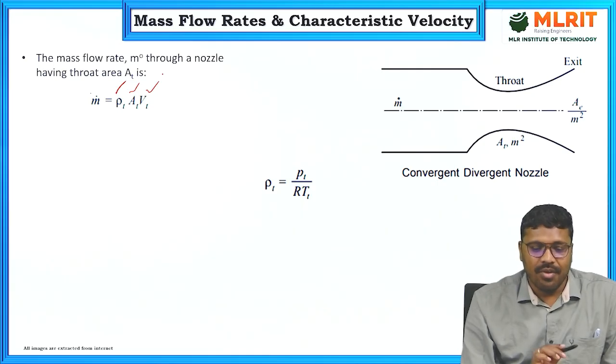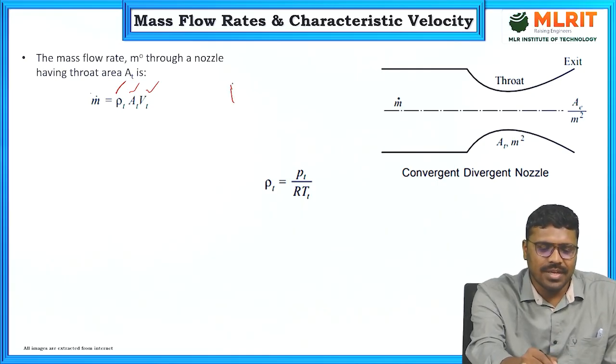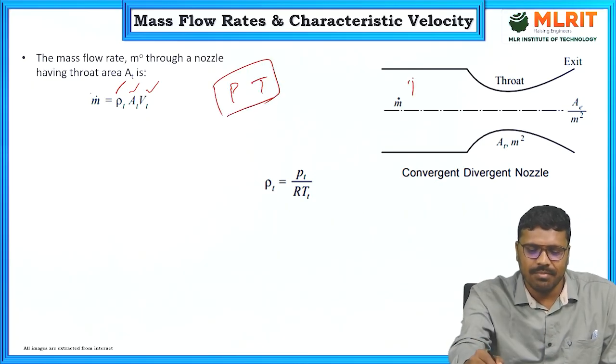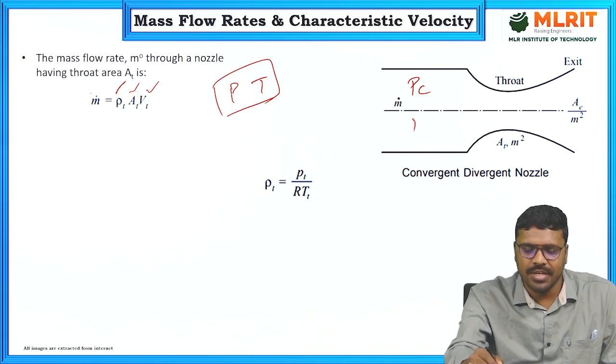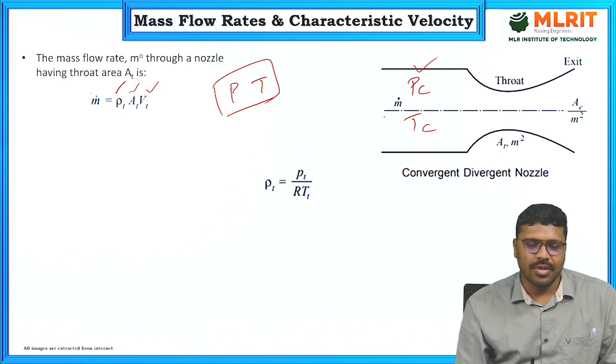But I want to convert this formula in terms of pressures and temperatures in the chamber. If I know the pressure in the chamber, and if I know the temperature in the chamber, and if I know the parameters in the combustion chamber, then I want to calculate the m dot easily with the parameters of the combustion chamber. So that's what we are going to do now.